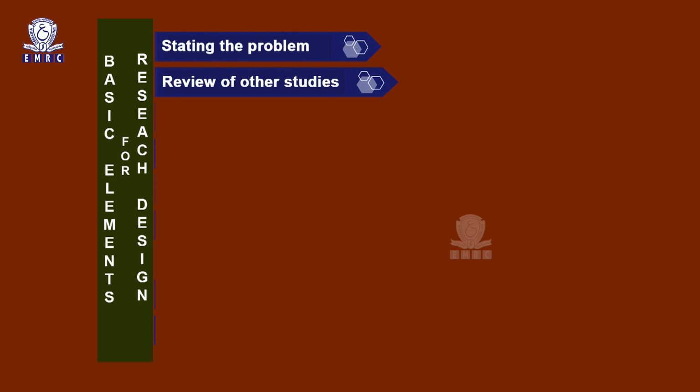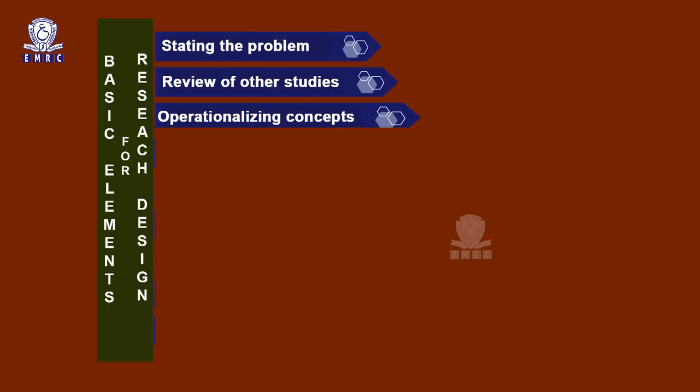The basic elements to be considered for making a research design are: stating the problem, whether it will be descriptive, explanatory or exploratory, action or theoretical research, and what it will contribute to academics or to understanding society. Review of other studies, for example, going through the findings, hypotheses or theories developed by other scholars in one's own discipline or other disciplines. Operationalizing concepts is important in research design.